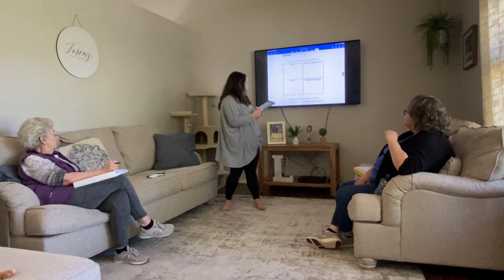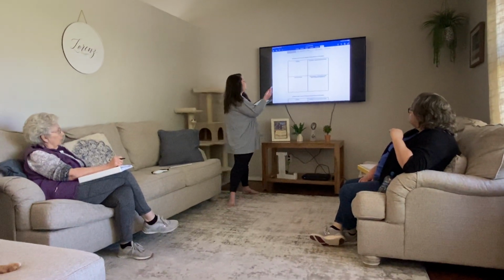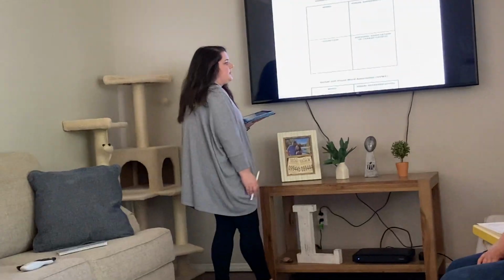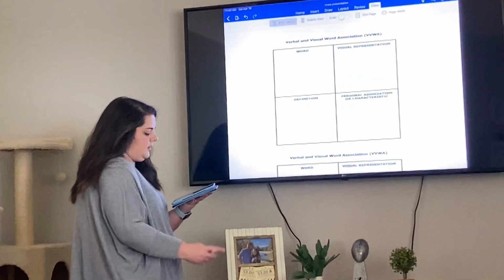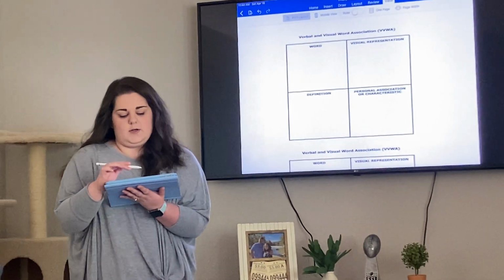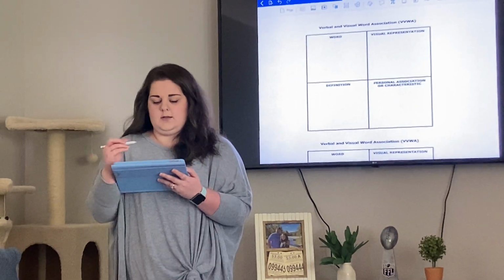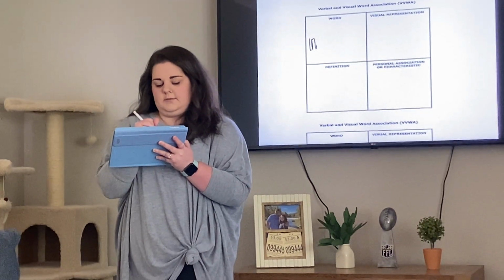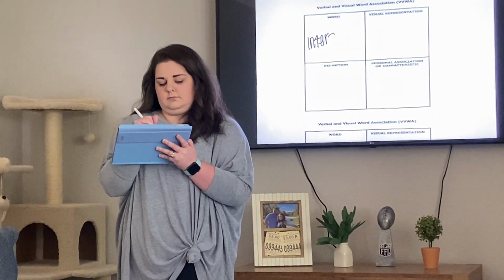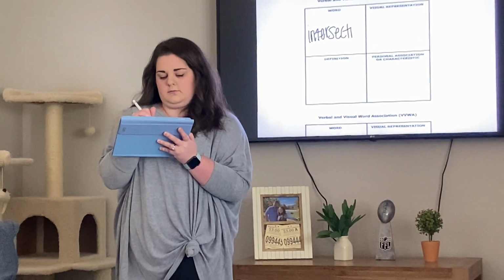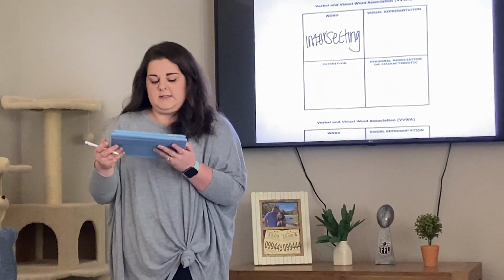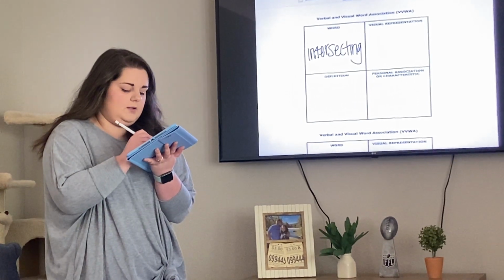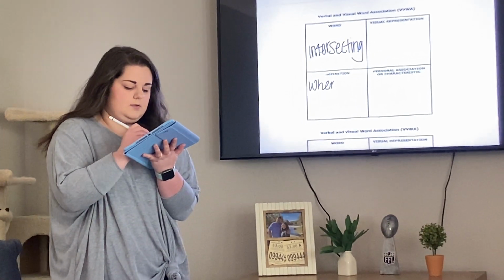This is what the graphic organizer looks like. You have your word, your visual representation, the definition, and then your personal association or characteristic. So the first word that we're gonna be using is intersecting. The definition of intersecting would be when two lines cross.